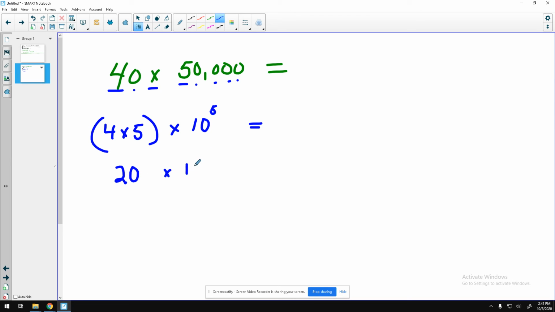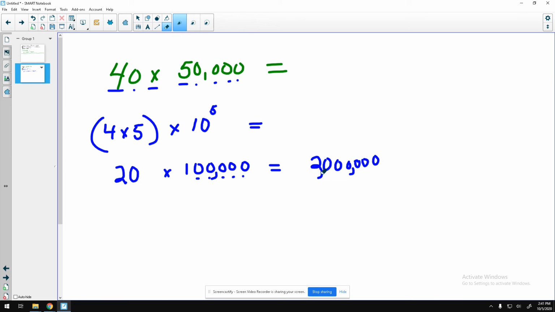And 10 to the 5th power is 100,000. So what is 20 times 100,000? 20 with 1, 2, 3, 4, 5 zeros behind it. 1, 2, 3, 4, 5 zeros. And what's my answer? 2 million.